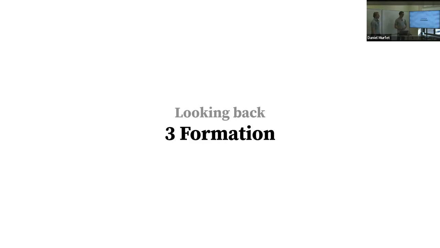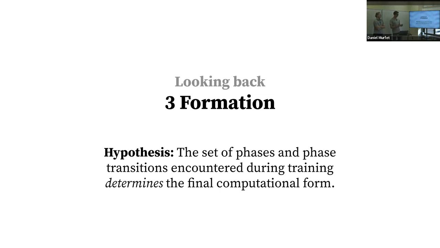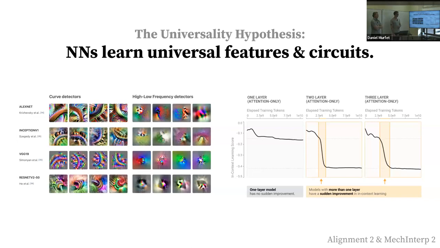We talked about this idea of features and circuits forming over the course of the training process. Here, the relevant hypothesis for us is that the set of phase transitions and phases encountered during training determine the final computational form. We talked about the universality hypothesis, right? That neural networks learn universal features and circuits. This is the idea that different architectures trained maybe on different data sets still come to learn similar computational structures. And we saw the same in the induction head statement.